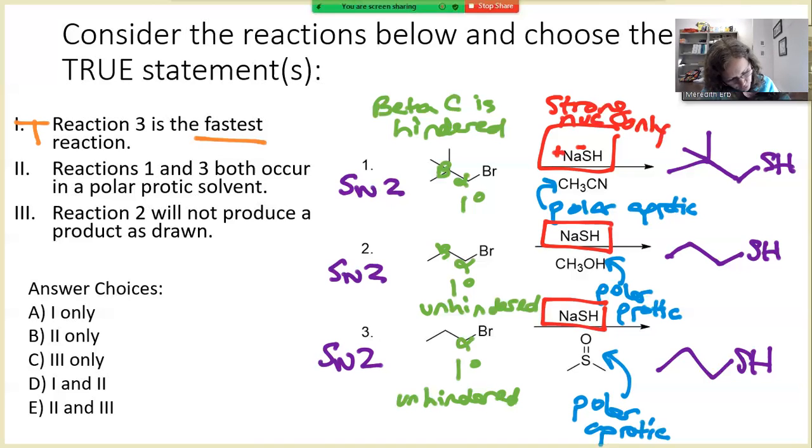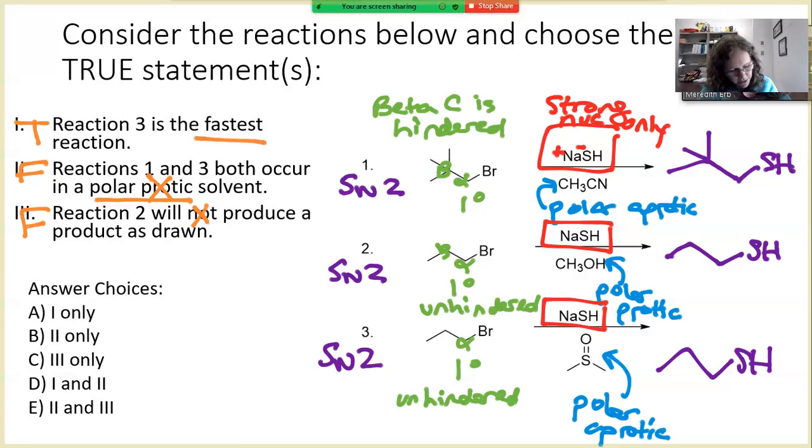Statement number 2 says reactions 1 and 3 both occur in a polar protic solvent. This one is false. We do not have protic solvents in reactions 1 and 3. We have aprotic solvents. So statement number 2 is false. Statement 3, reaction 2 will not produce a product as drawn. So this is a little bit tricky, but the answer is false.